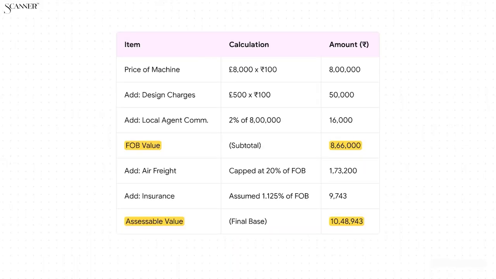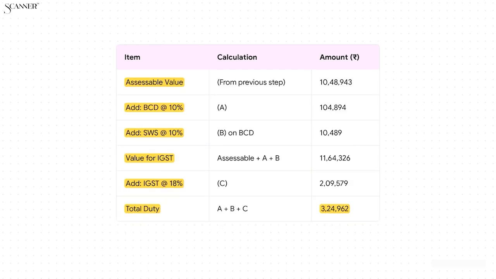We start with the price of the machine. Then we add in other costs like design charges and a local agent's commission. Boom, that gives us our FOB value of 866,000 rupees. Next, we add the air freight and insurance. Now, there are some really specific rules for these two, which we'll get to in just a minute, but you can see how they get added to the FOB. This brings us to our final base for tax, the assessable value of 1,048,943 rupees. Now for the fun part, layering on the taxes.